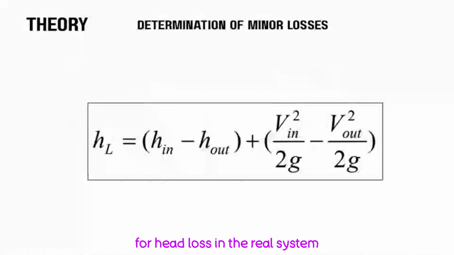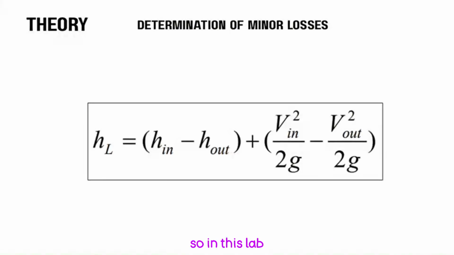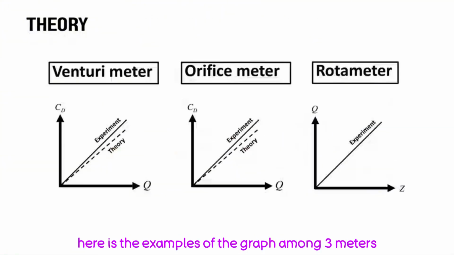For head loss, in a real system, some energy is always lost as water flows through pipes and fittings. This is called head loss, and it occurs because of friction and turbulence inside the pipe. So in this lab, we determine the head loss across each meter and also for two pipe fittings: a sudden expansion and a 90-degree elbow. Then we plot the head loss versus discharge. Here are examples of the graphs for the 3 meters.